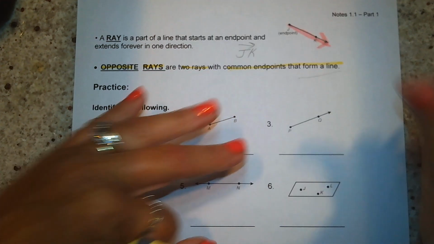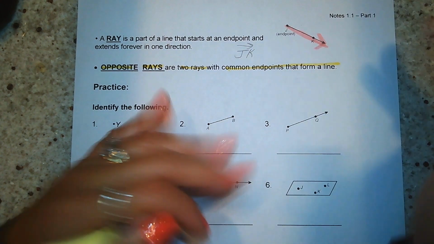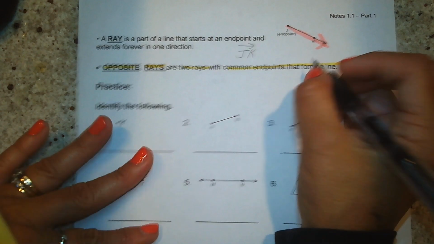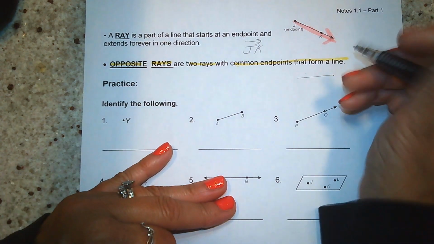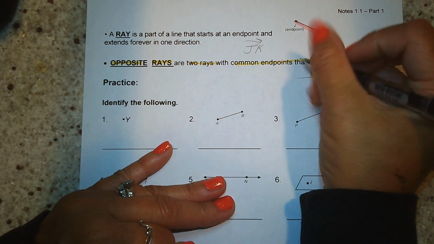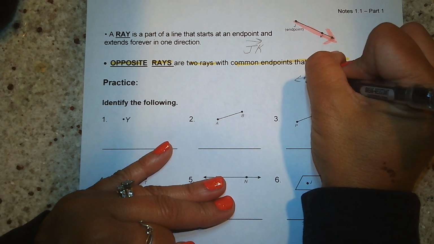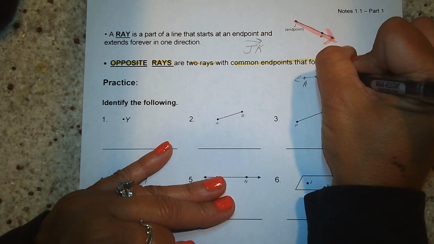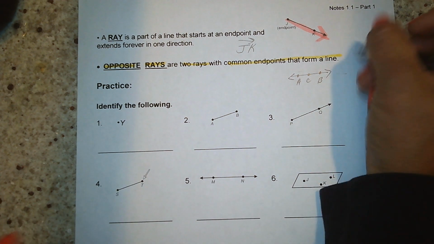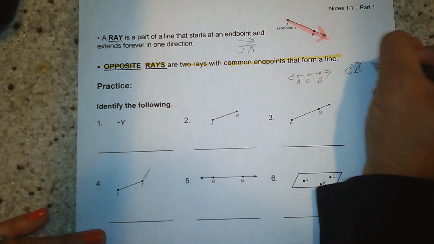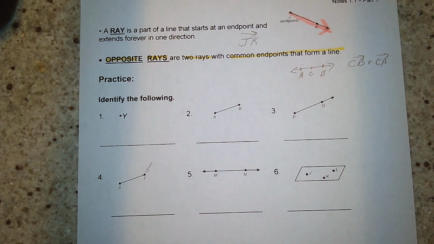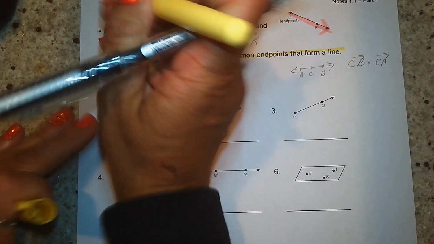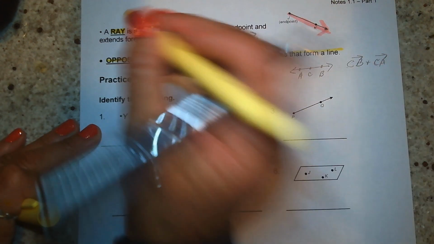Also, opposite rays, as we said, are two rays that have a common endpoint and form a line. We looked at the fact that it just looks like a line, so you can use the one from the other side, which was line AB. But you have to have three letters. So if I put a C in here, I have ray CB and ray CA. They are the opposite rays. That would be an example. Don't forget to fill in your blanks up here.